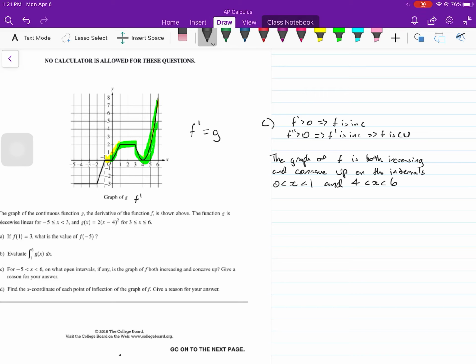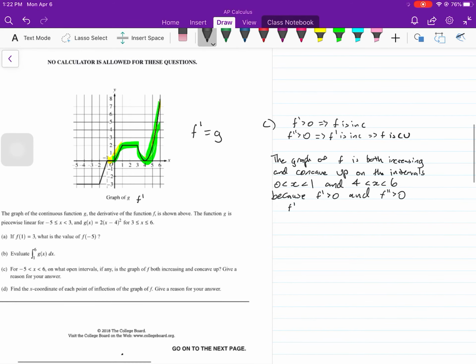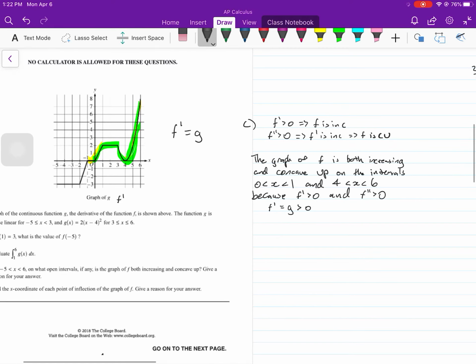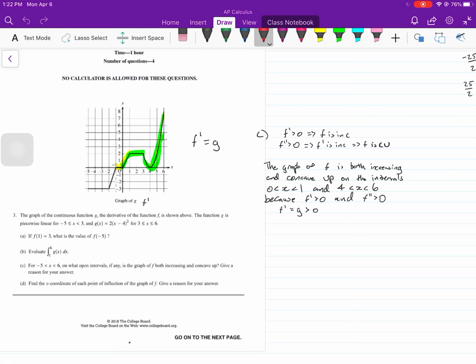And what's the reason? Well, the reason's actually really simple. Because f prime is positive, and f double prime is positive on those intervals. You don't really have to explain it's because the graph is above the x-axis. You don't have to explain that the graph is increasing. You just simply say f prime is positive or f double prime is positive. It does help to mention g. You could say that f prime, which equals g, is positive. That also would help. But right here, 1 point for the intervals.